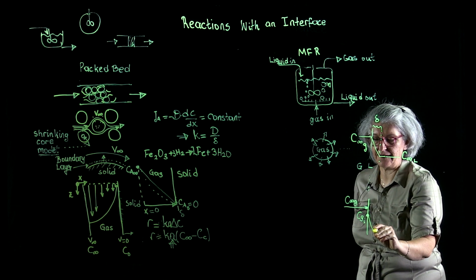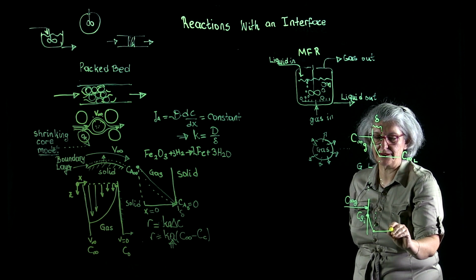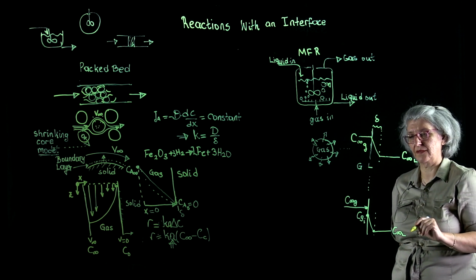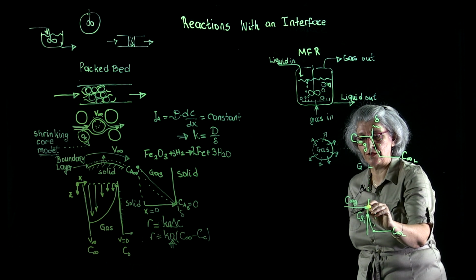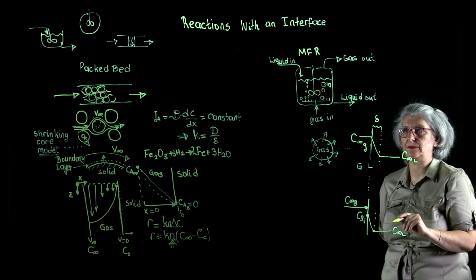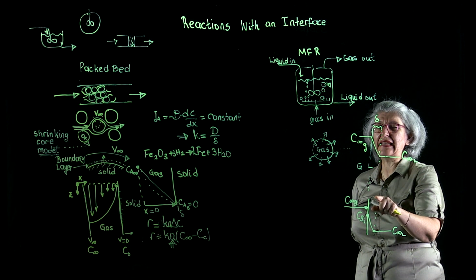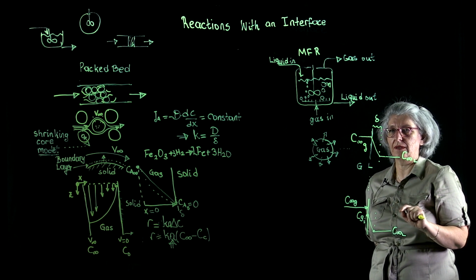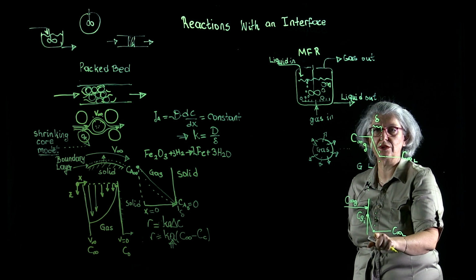At this interface, we have a film mass transfer. Beyond this, we have the bulk liquid concentration. So this is how we make carbonated beverages. Now, we are not considering any reactions so far. When we start considering the reactions, we have to take that reaction into consideration also at the interface.